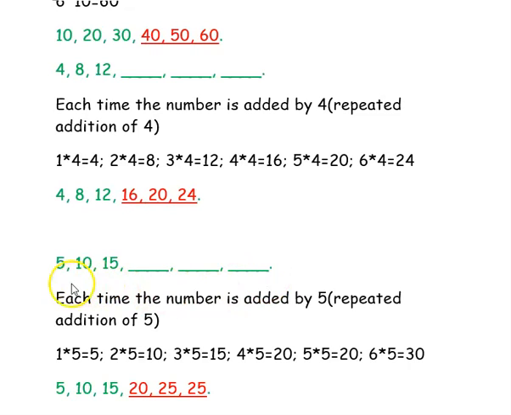Okay, the next number given is 5, 10, 15, dash, dash, dash. So if you see here, each number is added by 5. So it is a repeated addition of 5. So 1 into 5 is 5, 2 into 5 is 10, 3 into 5 is 15, 4 into 5 is 20, 5 into 5 is 25, and 6 into 5 is 30. So you can fill it like this, 5, 10, 15, 20, 25 and 30.